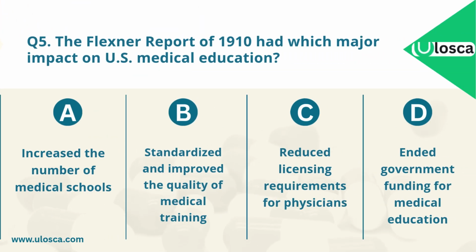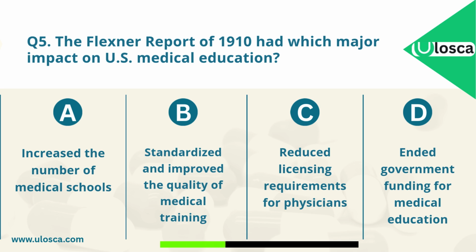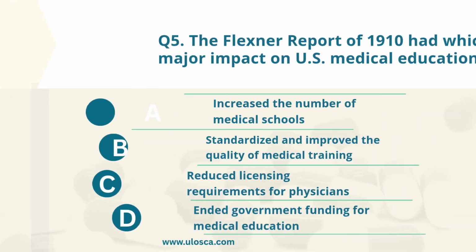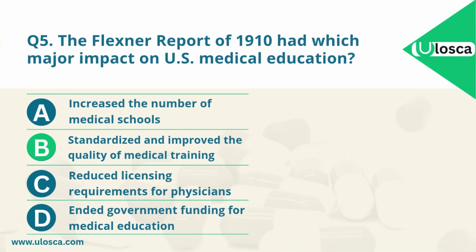Question 5. The Flexner Report of 1910 had which major impact on U.S. medical education? A. Increased the number of medical schools. B. Standardized and improved the quality of medical training. C. Reduced licensing requirements for physicians. D. Ended government funding for medical education. Which one is the correct answer? The correct answer is B. Standardized and improved the quality of medical training.